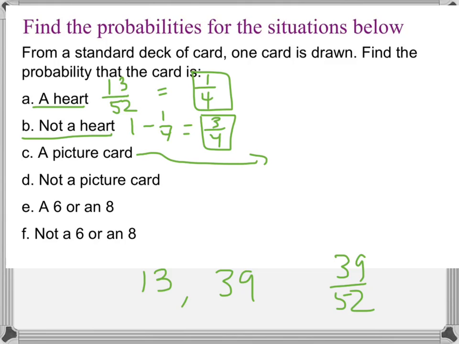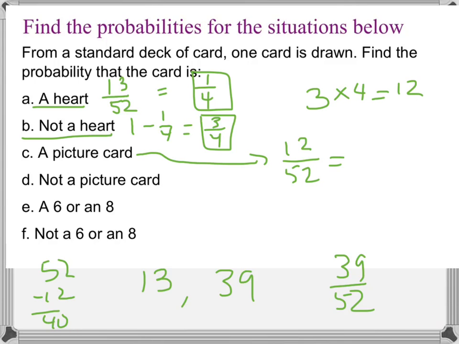Okay, a picture card. There are 3 picture cards in each suit and 4 suits, so there are 12 picture cards. So 12 out of 52 is the probability of getting a picture card. Not getting a picture card would be 52 minus 12, which is 40. So not getting a picture card is 40 out of 52, because these two things are complementary events, so they have to add to 1.